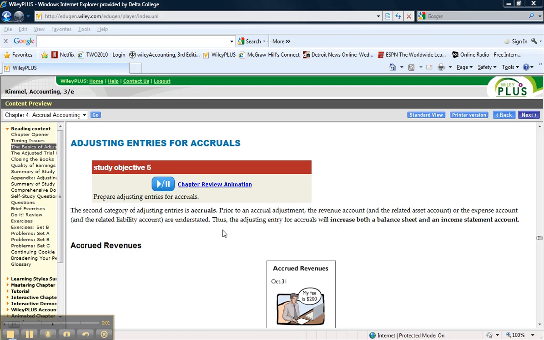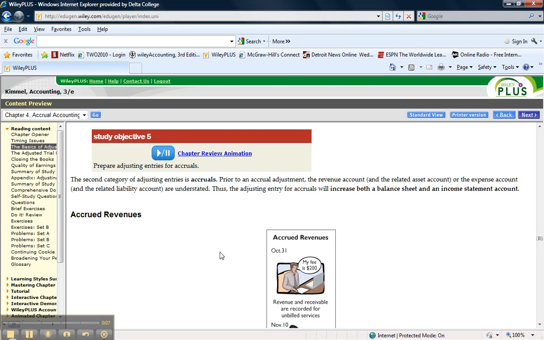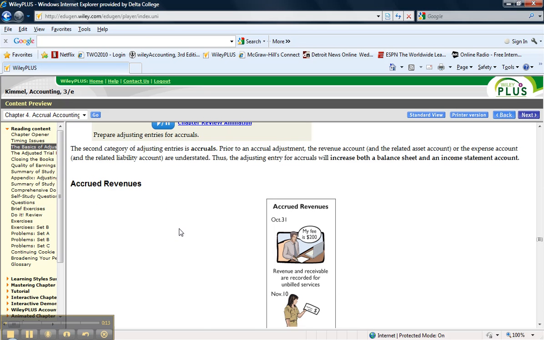Study objective 5 is about accrual adjusting entries. And in this study objective, we talk about accrued revenues and accrued expenses. Accrued revenues is when, remember, we're doing work, but we haven't billed for it yet. Okay, so no revenue's been recorded. We haven't gotten any payments yet, so nothing would have happened. No cash has been received, so nothing would have happened to cause us to record any revenue.